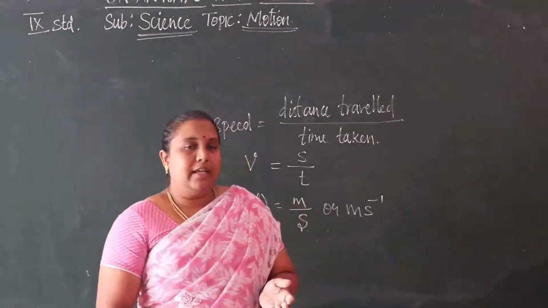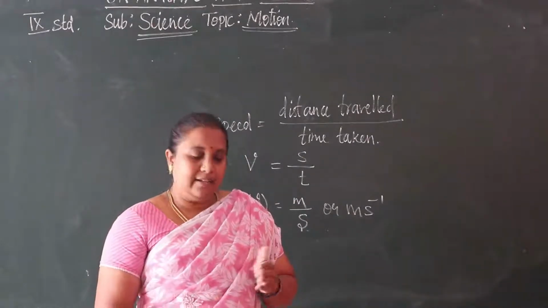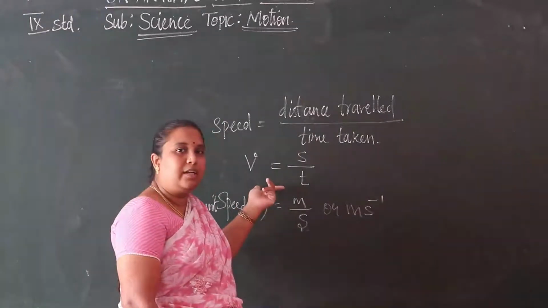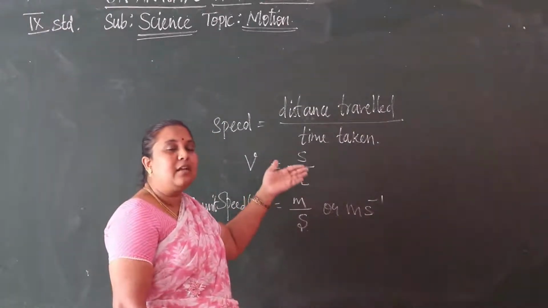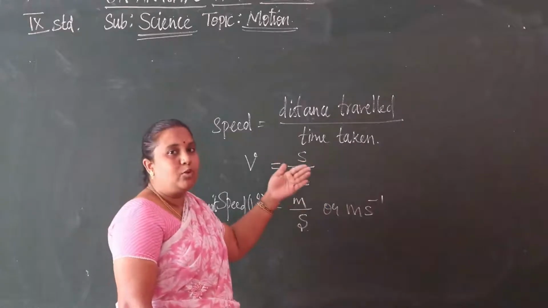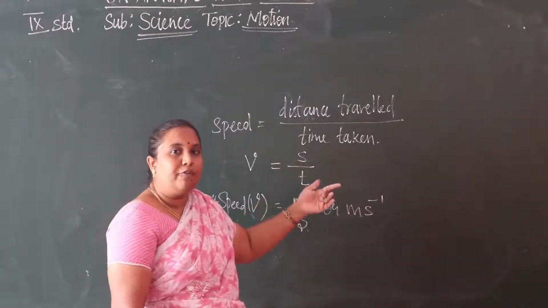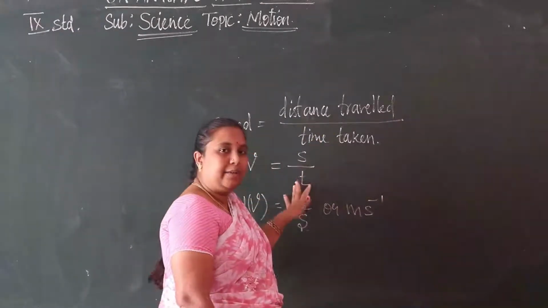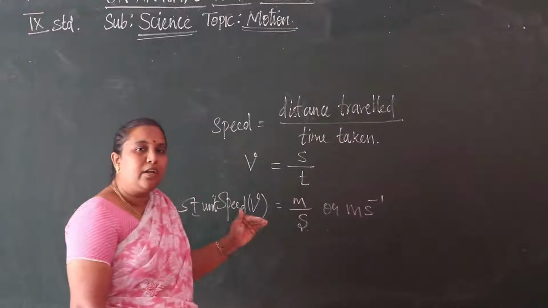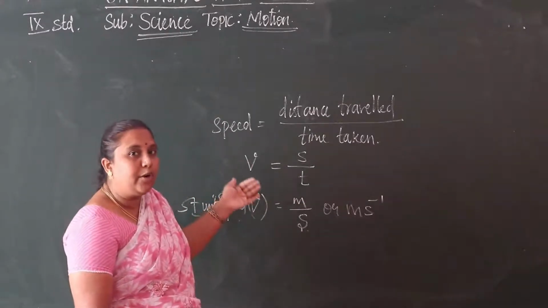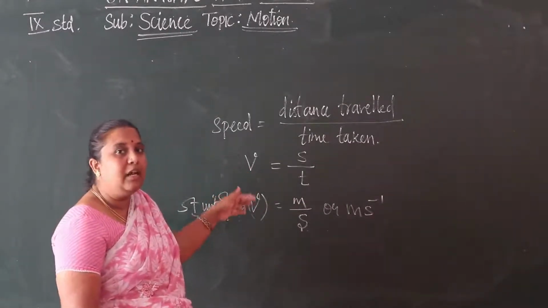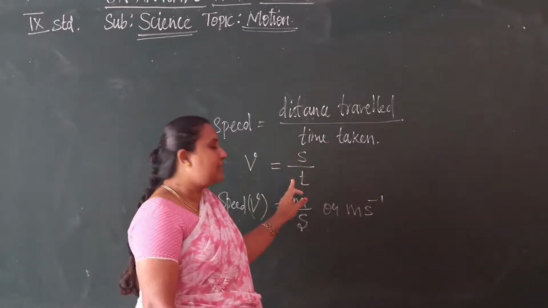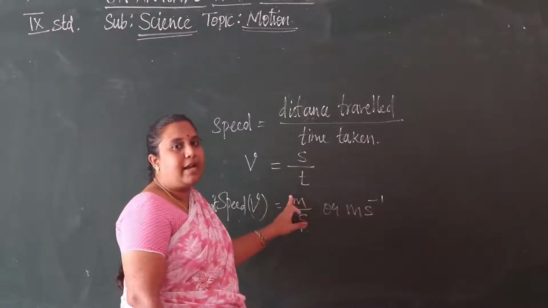If your body is executing uniform motion, then there will be a constant speed. So if a body is in uniform motion, we can calculate its speed as distance traveled divided by time taken, that is, s by t.